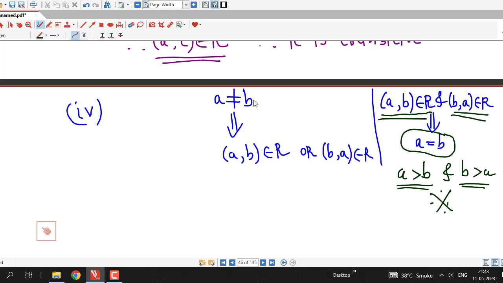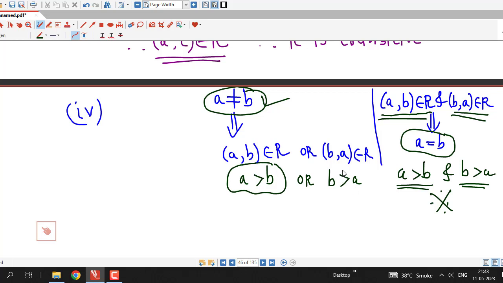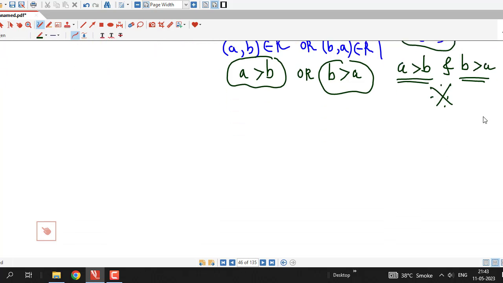In other words, if we take any two distinct integers, then either a can be greater than b or a can be less than b, that is, b can be greater than a. If we have two distinct elements or two distinct integers, then either a greater than b is possible or b greater than a is possible. Both are not possible at the same time. So therefore this relation is antisymmetric.